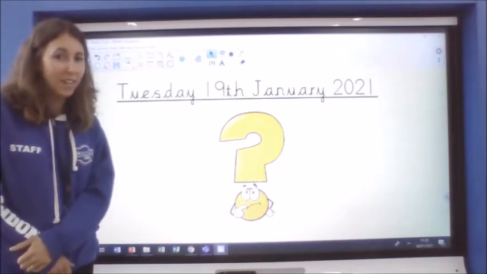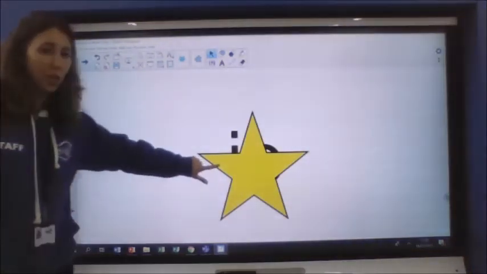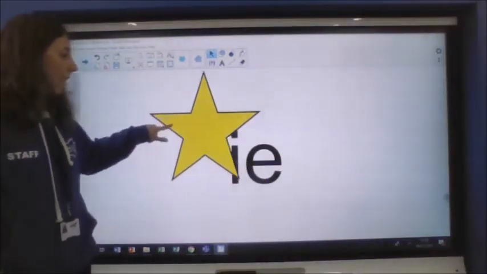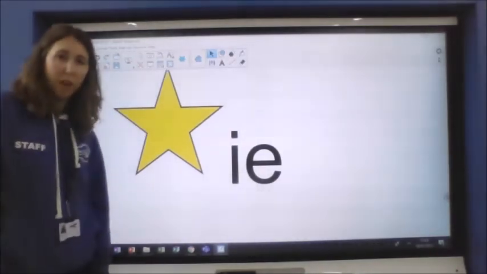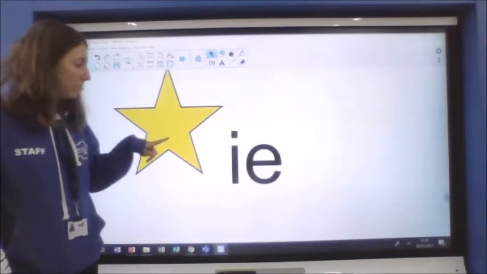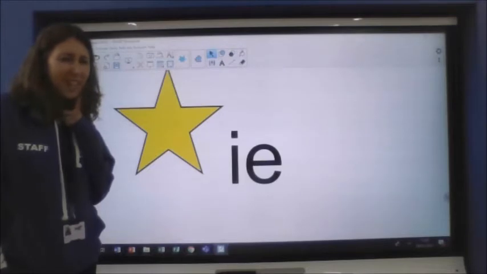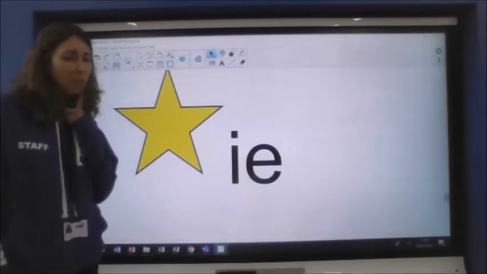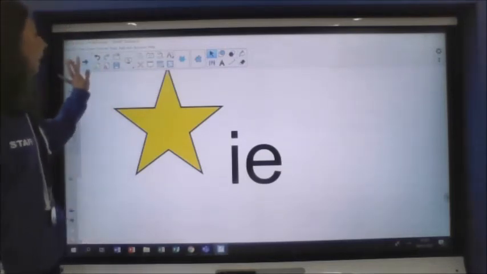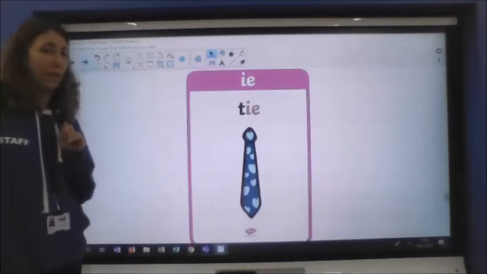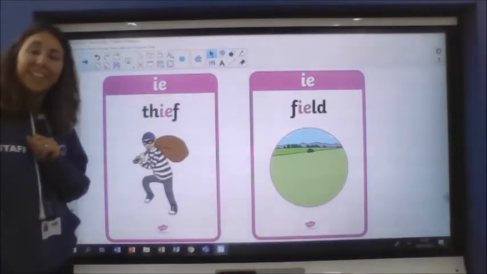Okay. Did you manage to get it done? Now, did you remember that yesterday on Monday we looked at I and E? So the grapheme, the way of writing down our sound, or the digraph we used was I and E. But what sound did it make yesterday? What sound did it make? It didn't make I for tie. Yesterday it made an E sound.